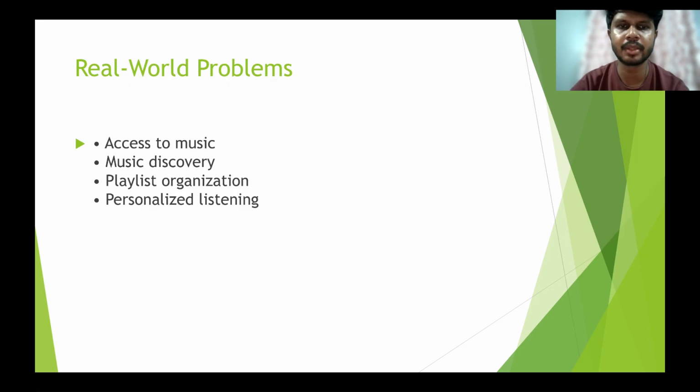And the second problem is difficulty in discovering new music. With millions of available artists, users often listen to only familiar artists because finding new music takes a lot of effort. Spotify solves this by analyzing listening behavior and recommending songs that match the user's interest, and this allows new artists to reach more new listeners.